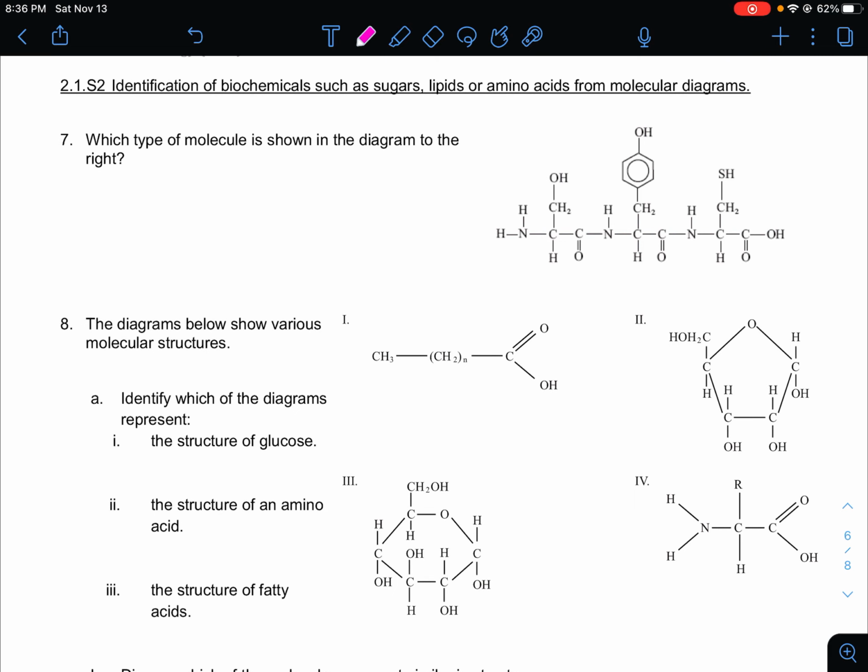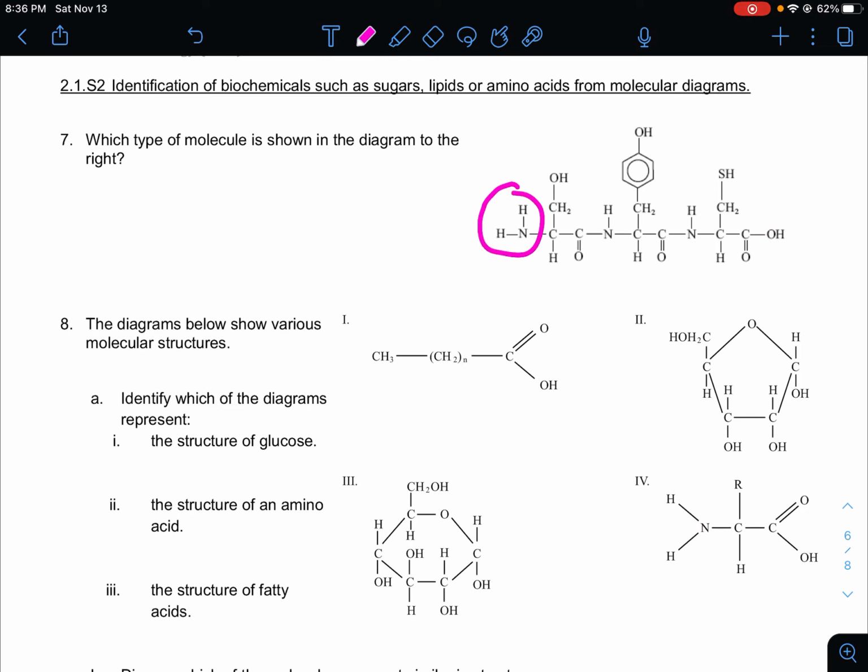Alright, so identification of biochemicals. This is like what we did with the stations activity. So you might be shown a picture of a molecule and you will have to be able to identify it as one of the 4 that we were talking about or as one of the specific ones that you have drawn. For number 7, this one right here is tricky because you have like a long chain looking thing, but you also have this that kind of looks like a carbohydrate because it's a ring structure. But this is where the functional groups also come in handy.